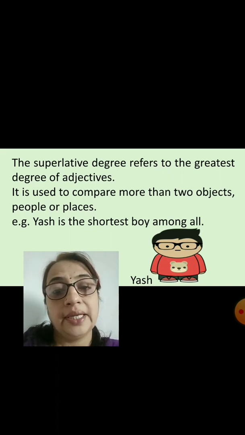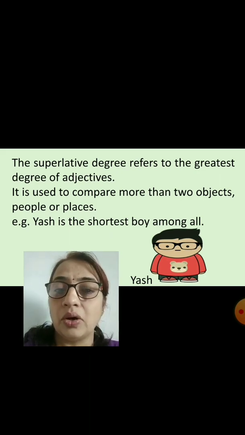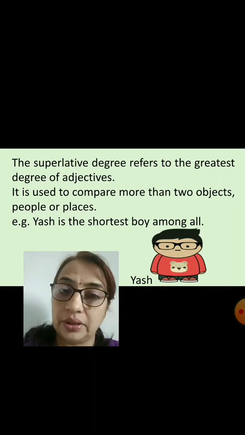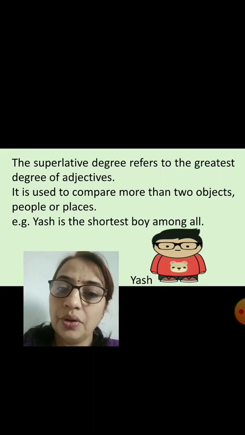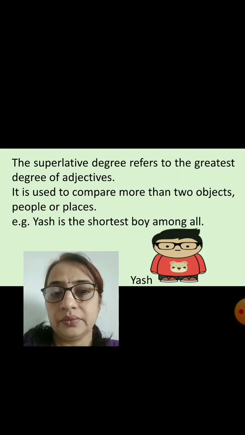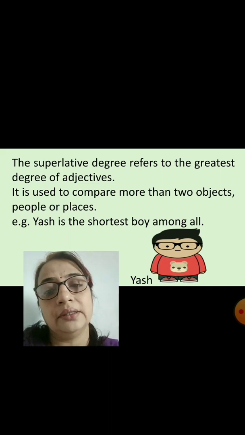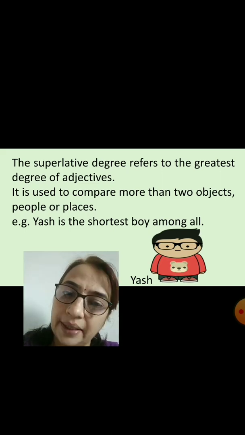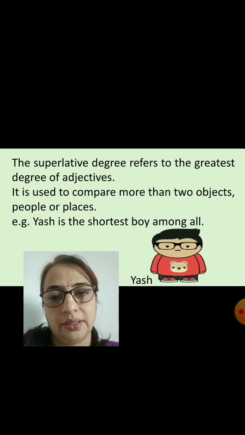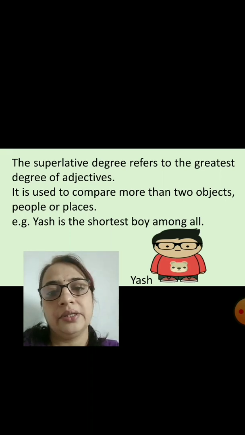So children, for that some things which we have to keep in mind while doing the activities or solving the exercises based on this. Now there are few things you have to remember. There are few rules you have to follow while converting the positive degree into comparative and superlative degree. So let us learn that rules.